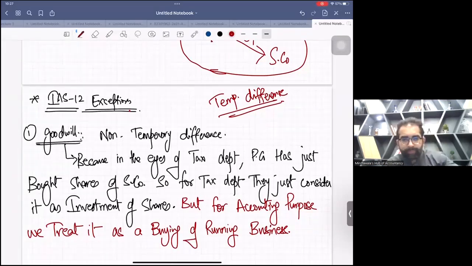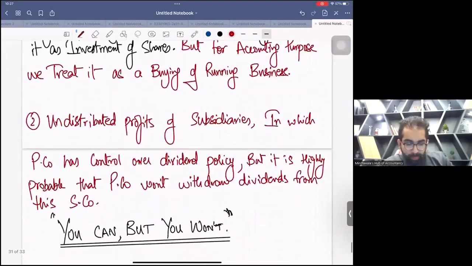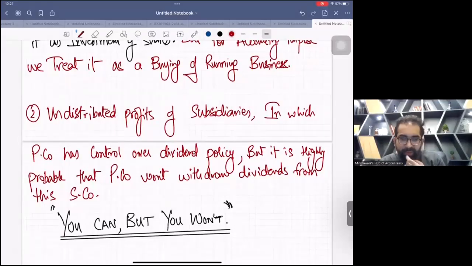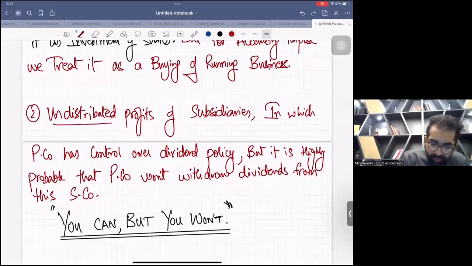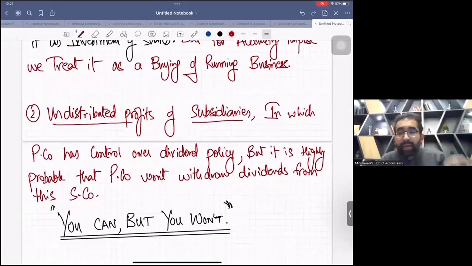Now next, more interesting topic, very, very interesting topic. Undistributed profits of subsidiaries. Undistributed profit means a subsidiary company has earned that profit, but the subsidiary company has not distributed it through dividend. Now, please invest some time in this.